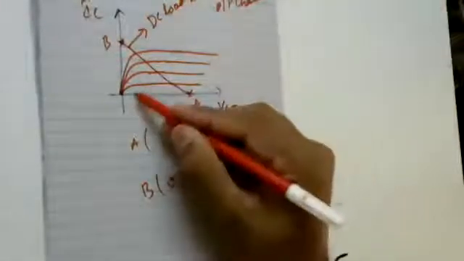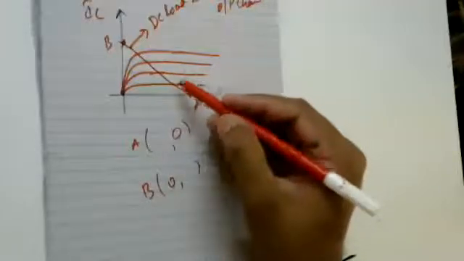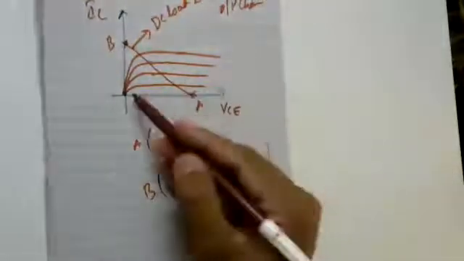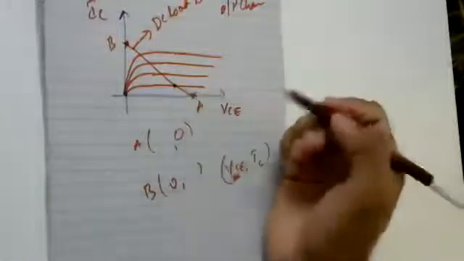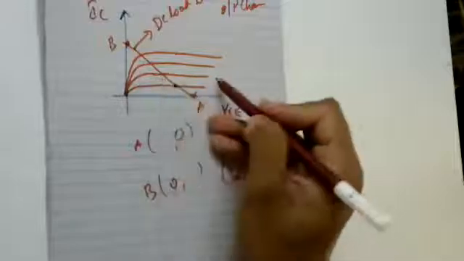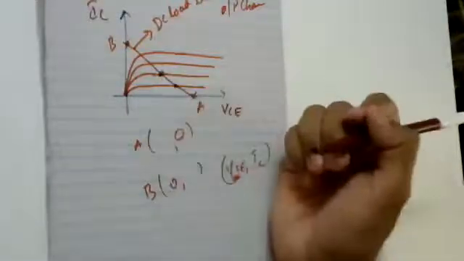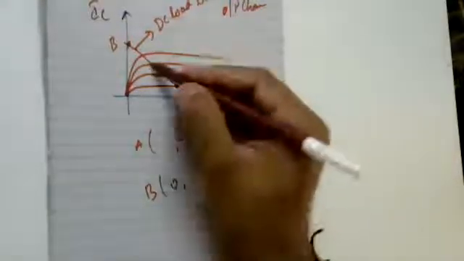The characteristic curves, where they intersect with the output characteristics, define various operating points of the circuit. For example, here I'm having one of the output characteristics intersecting with the DC load line. So this point is an operating point. Similarly, I'm having one more characteristic intersecting with the DC load line, and this point is also an operating point, and so on and so forth.